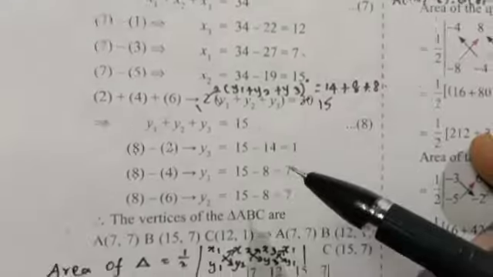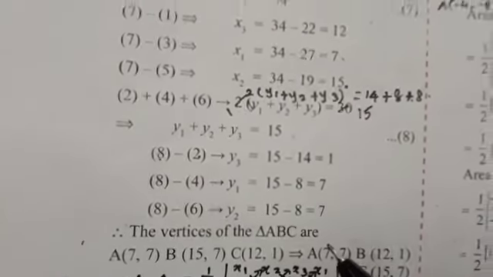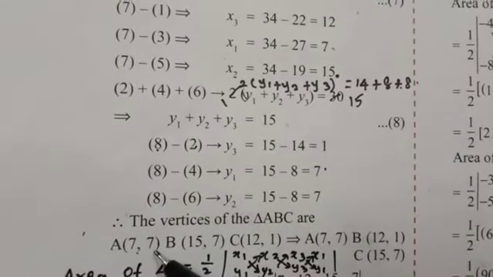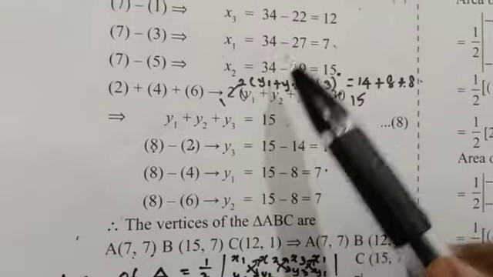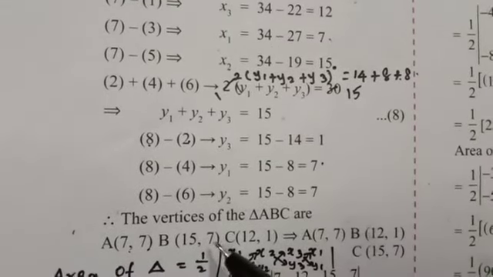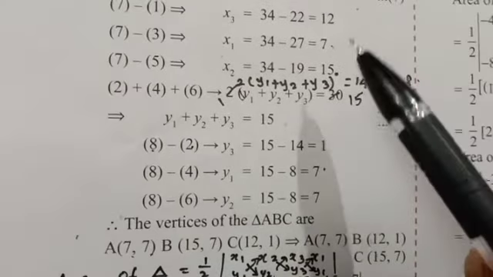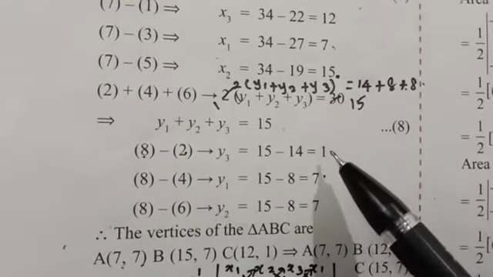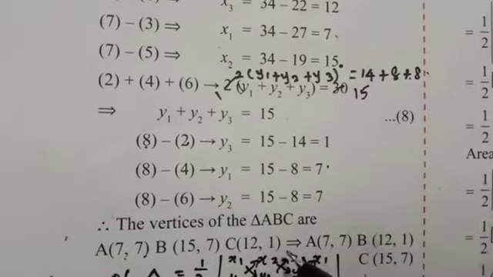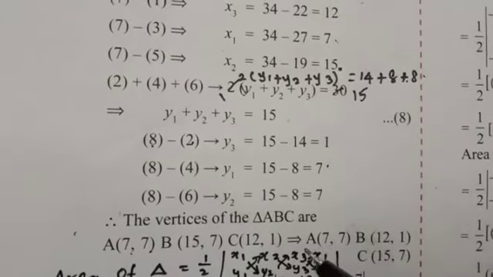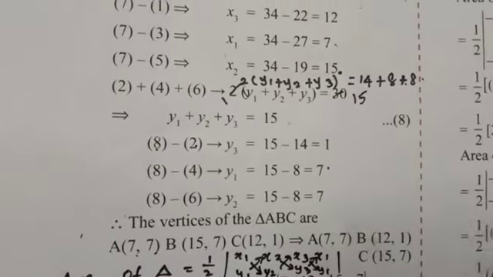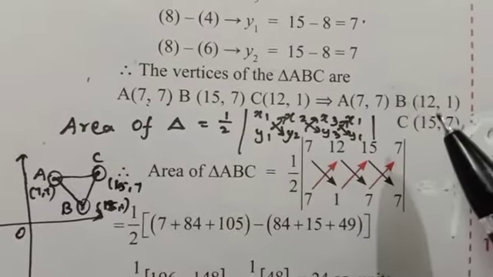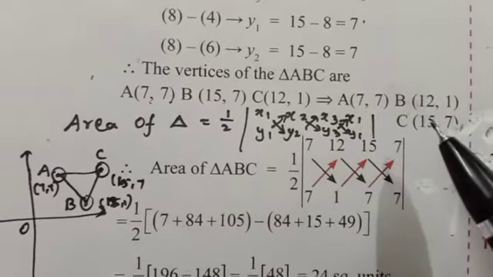Now you have to write the coordinates together. The vertices are x1 value 7, y1 value 7, so A is (7, 7). x2 value 15, y2 value 7, so B is (15, 7). Next is C, x3 value 12, sorry, (12, 1). So we get these vertices A, B, C. Listen, students, for these vertices you have to find the area. Using these vertices you have to find the area.